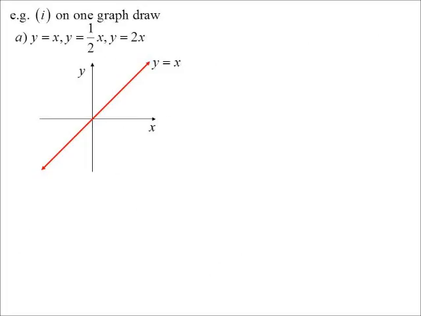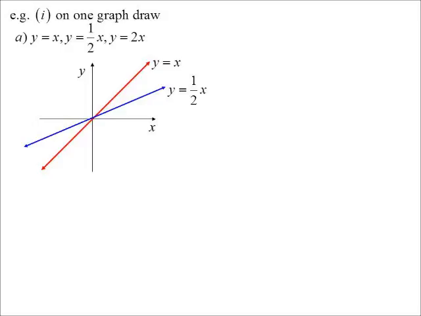So let's have a look at this. So on one graph, I'm going to draw y equals x. Ta-da! Y equals a half x. Now I can think of this in two ways. I can think of it as grouped with the x, but I'm multiplying by a half. Or I could think of it as y divided by a half is equal to x. But either way, the constant is a half, so I should be getting a shallower curve.